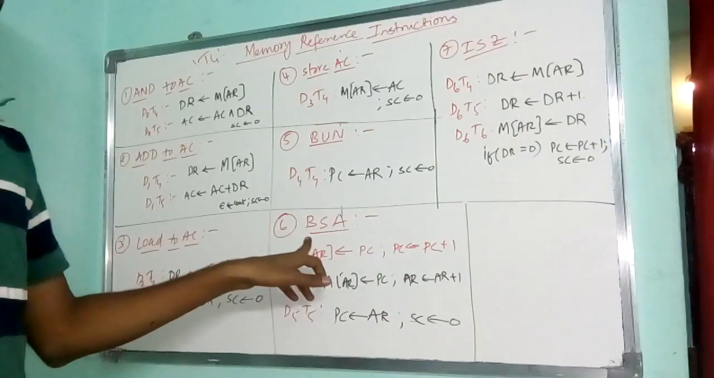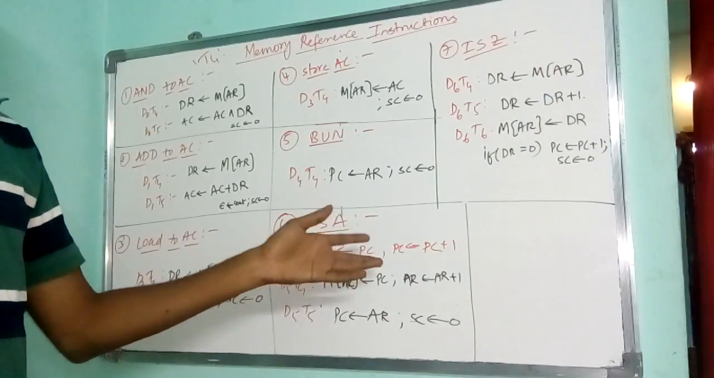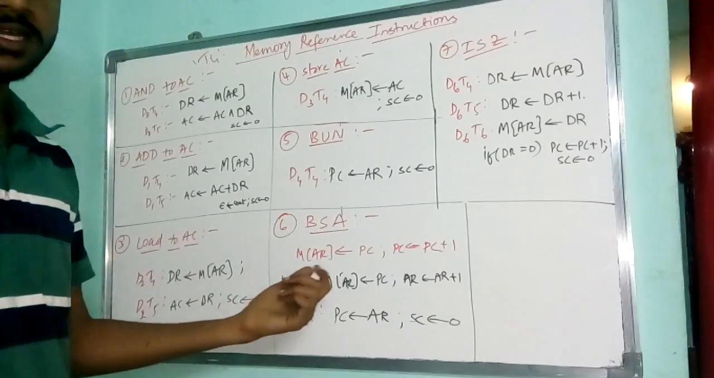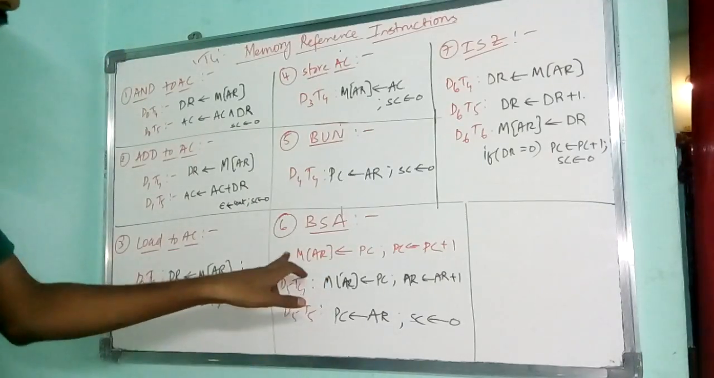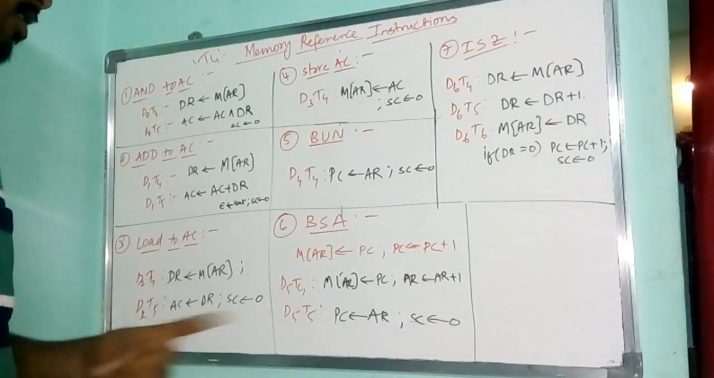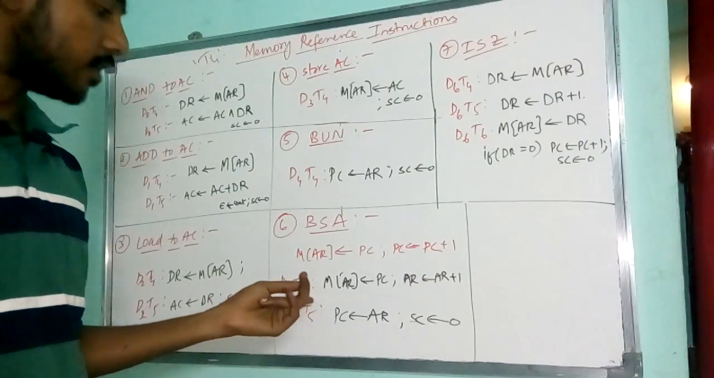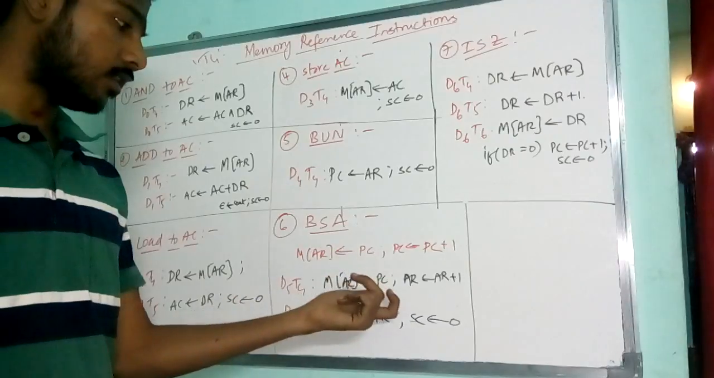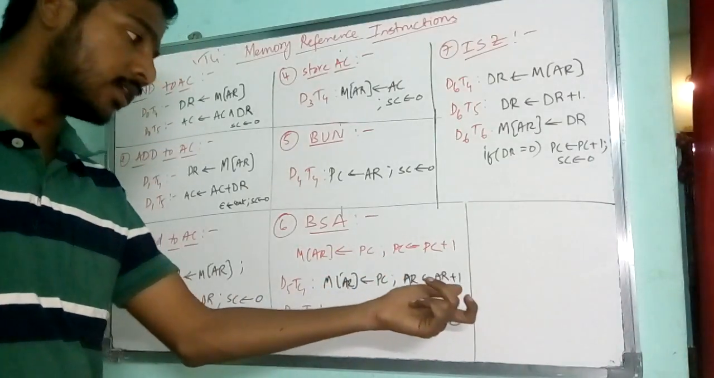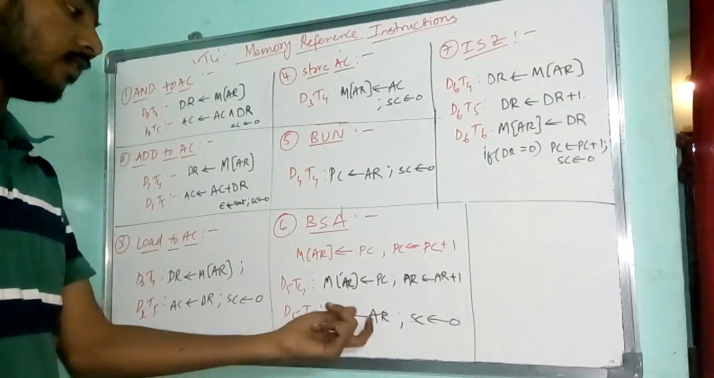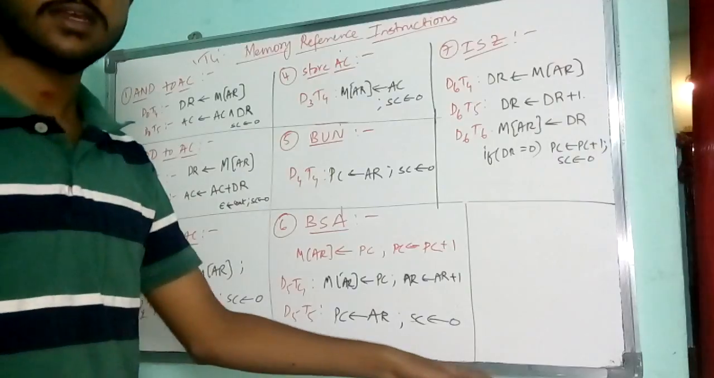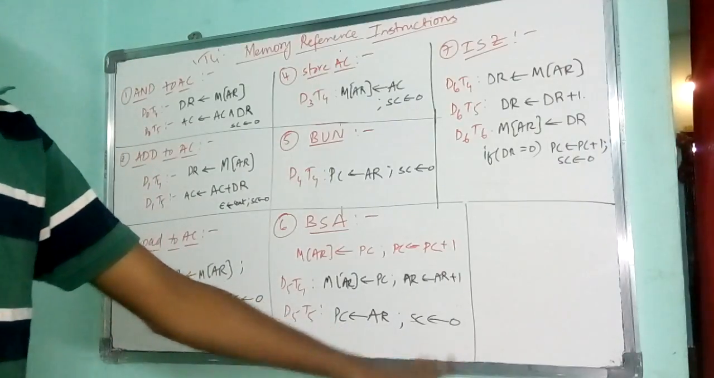The next is branch and save return address. In the first case, the address in the program counter is sent to memory, and the PC is incremented for the next instruction. In the D5 T4 step, whatever is in the program counter is sent to the memory address and the AR register is incremented. After that, AR is sent to the PC. Again the counter is set to 0.